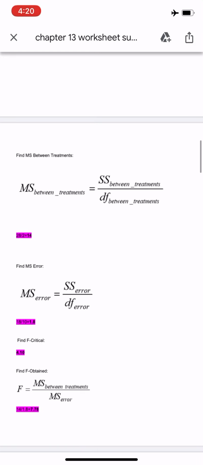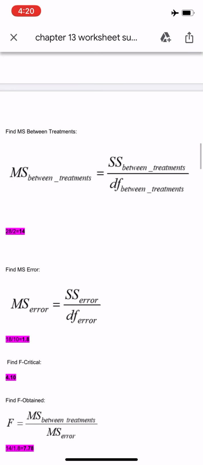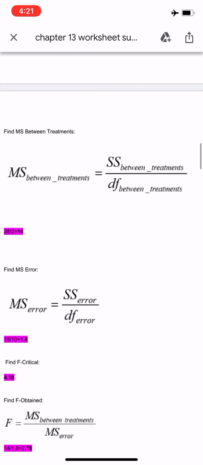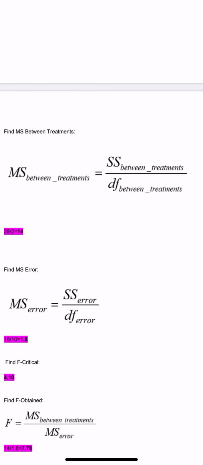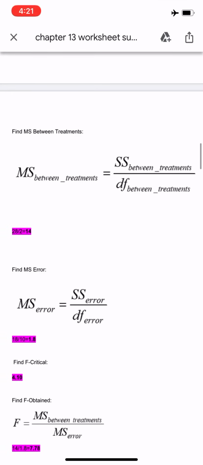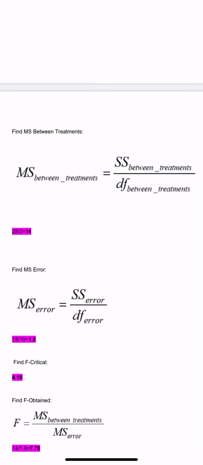And then the numerator and denominator for our F obtained will be MS between treatments and MS error. So MS between treatments is simply SS between treatments divided by DF between treatments, which is 28 divided by 2, which is 14. And find the MS error. MS error is SS error divided by DF error, which is 18 divided by 10, which equals 1.8.